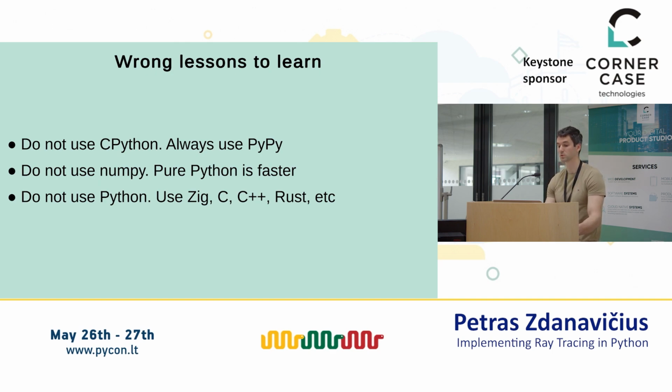The second wrong lesson to learn is do not use NumPy. Pure Python is faster. Of course not. NumPy is faster, but there's a use case where it's useful, and having thousands of small objects and pretending to use NumPy is the wrong way to use the tool. And the third wrong lesson, which is going to be harder for me to dispute, is do not use Python, use Zig, C, C++, Rust, or anything that became popular 5 minutes ago.